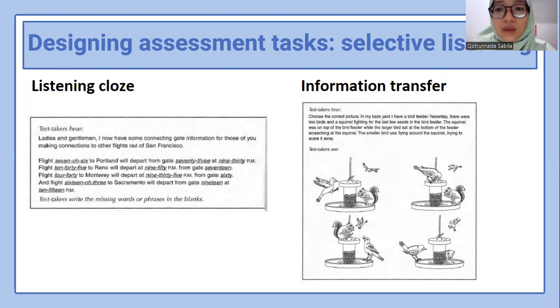And then also we have information transfer. This is when orally processed information must be transferred to a visual representation, such as labeling a diagram, identifying an element in a picture, completing a form, or showing routes on a map. The example here illustrates the need for the test takers to focus on just the relevant information.